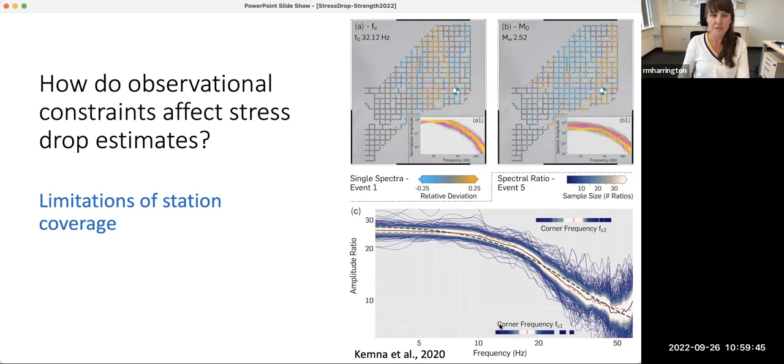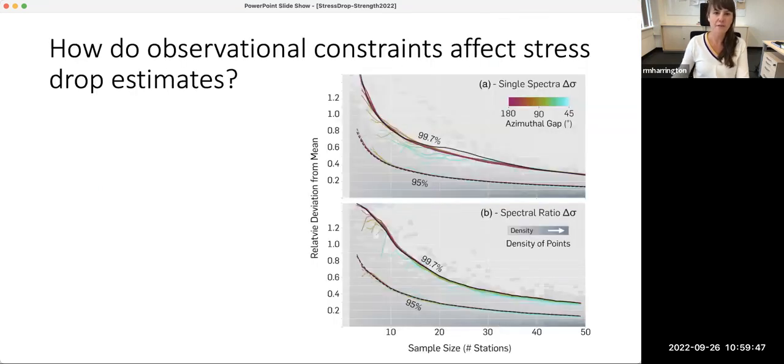So what was interesting is we did this for all of the single spectra that we could, and we did this for all of the spectral ratio cases that we could, to try to get a sense of how much variation there is when you take a subset of the 1800 nodes, assuming a random subset.